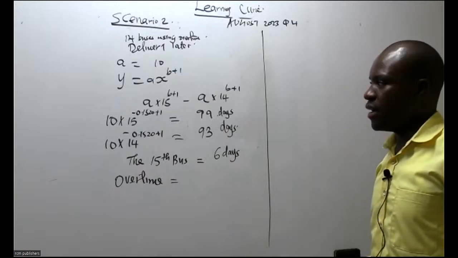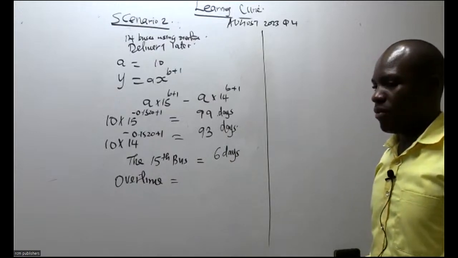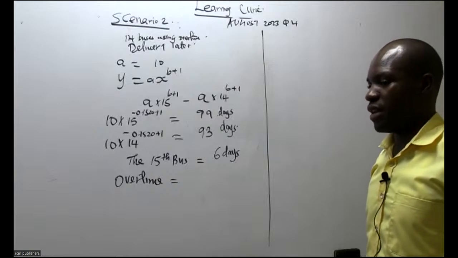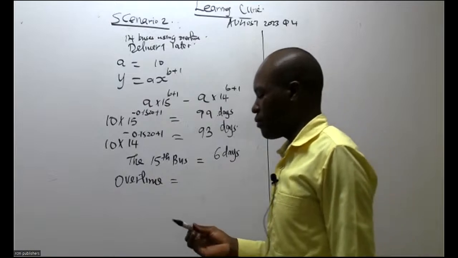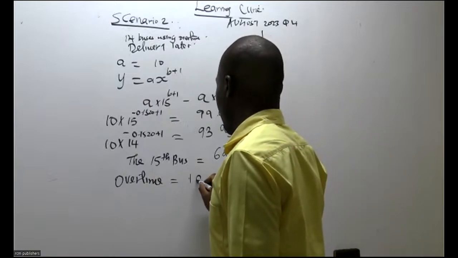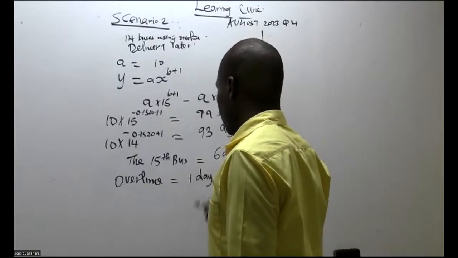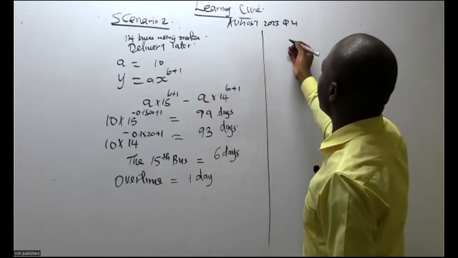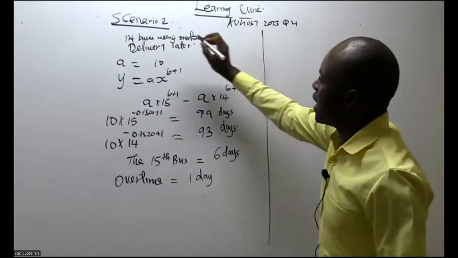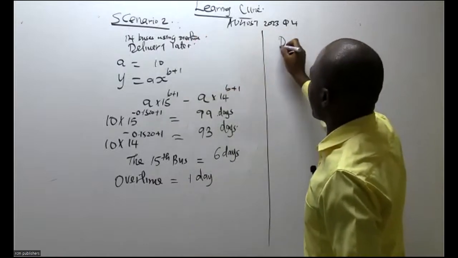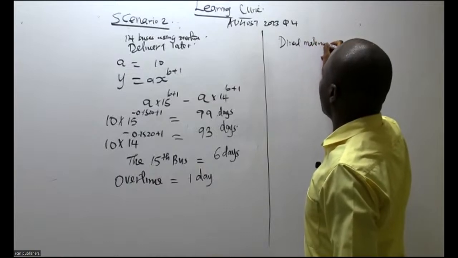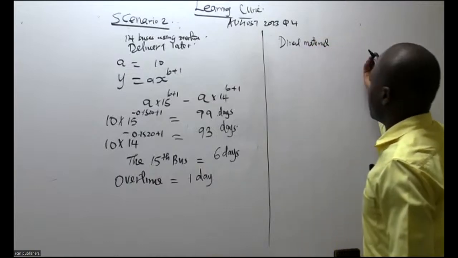How many days are there under overtime? Overtime will be 1 day. So let's come here and indicate for scenario number 2, we need to have our direct material, which we know will not change.